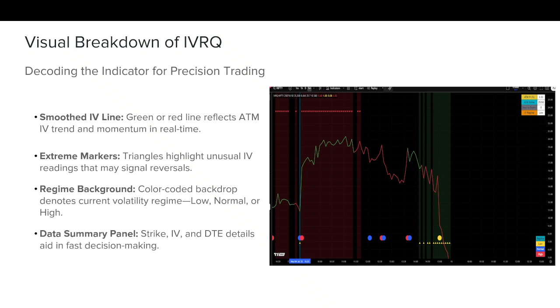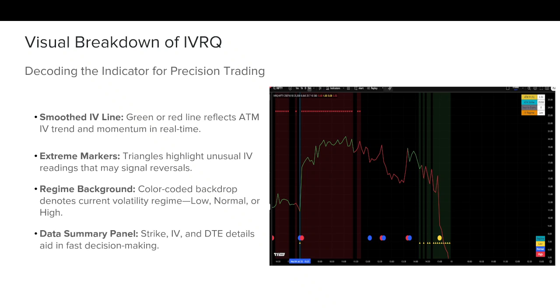Next, triangle symbols appear at statistically extreme readings. These are pivotal. They can signal turning points in volatility regimes or areas of caution for contrarian strategies. Being able to spot this in real time is a major tactical edge.